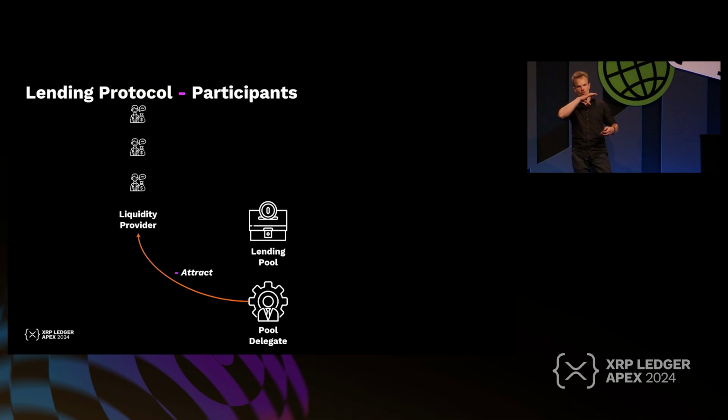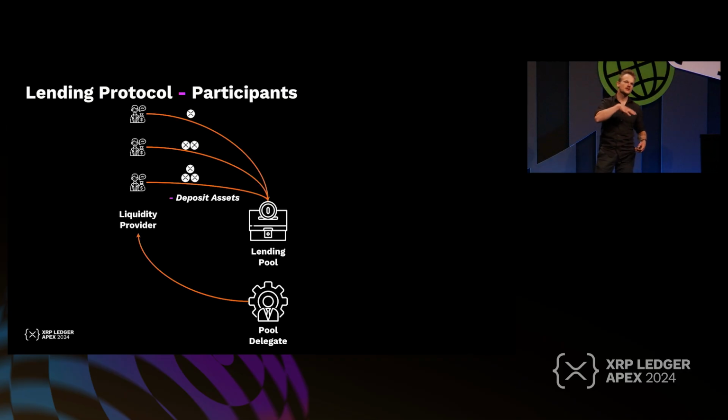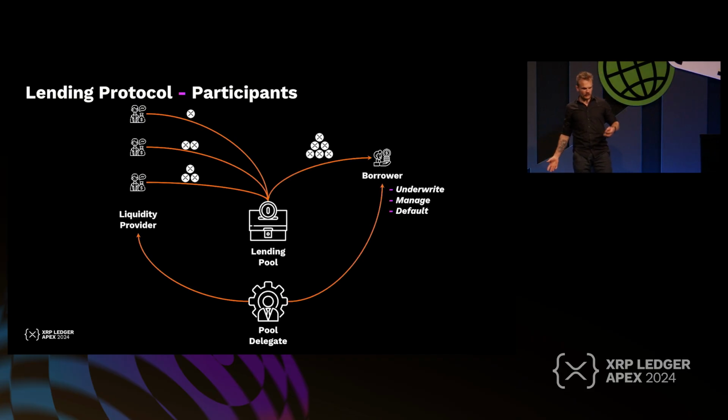The protocol is not prescriptive. Once the liquidity providers are attracted, their responsibility is to deposit liquidity into the pool. With the liquidity in the pool, the borrowers then can come and ask for a loan. Here the pool delegate is also involved. The pool delegate is responsible for underwriting the loan, in other words, figuring out the terms of the loan with the borrower, managing the loan once it's created, and defaulting a loan in case the borrower is unable to pay the loan.